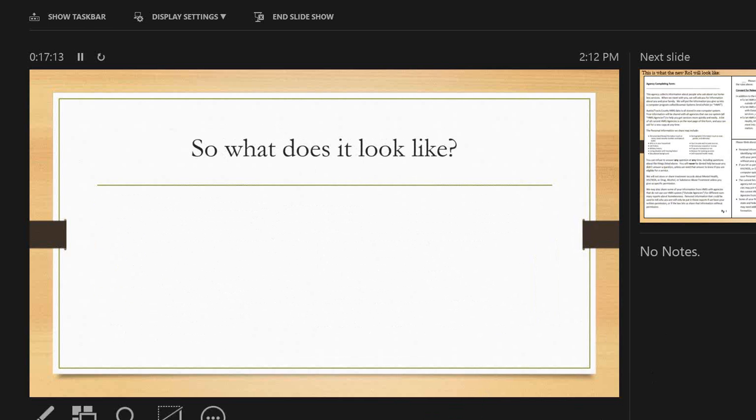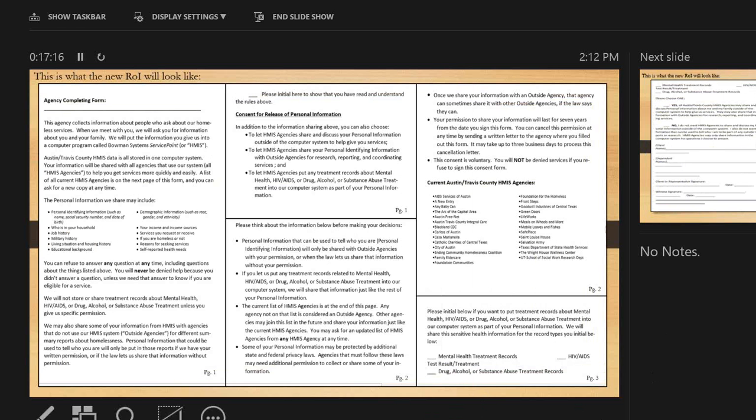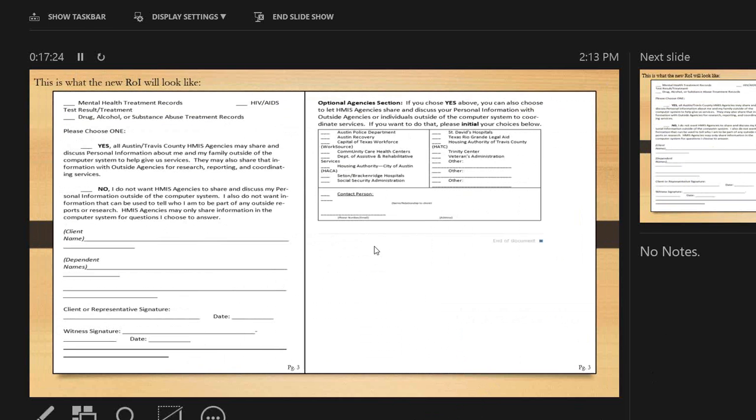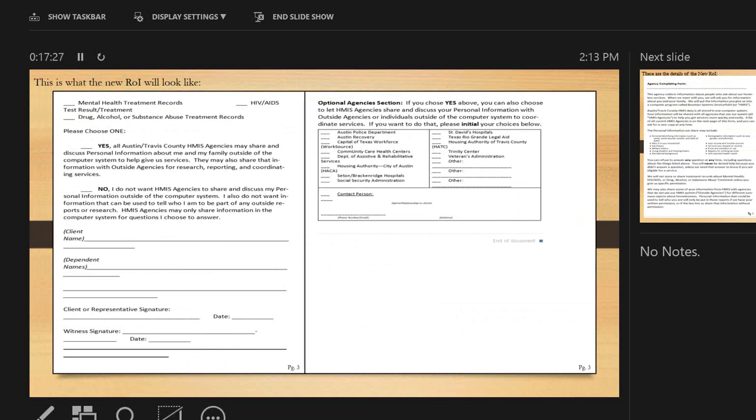Okay, so what does it actually look like? Here we go. I assure you this slide was a lot more dramatic before we posted this on the website, but this is what our new ROI looks like. We'll be going through each individual section, describing what it means for the clients and what it means for our providers.